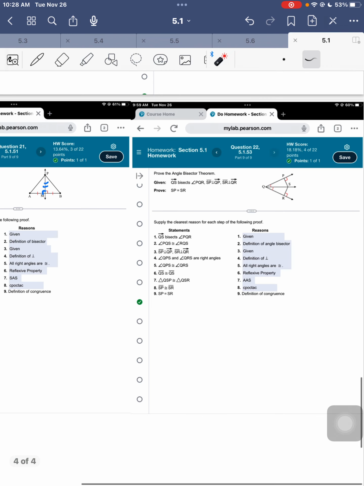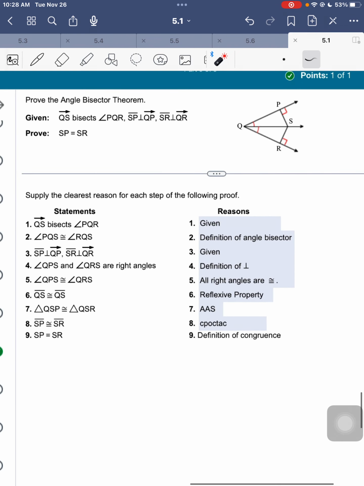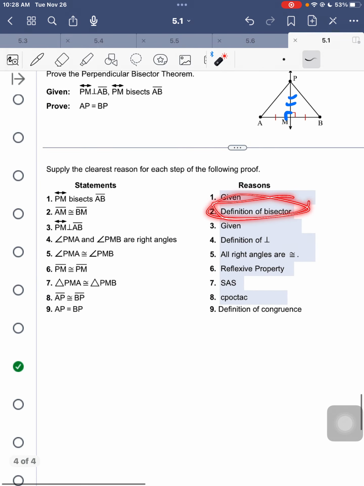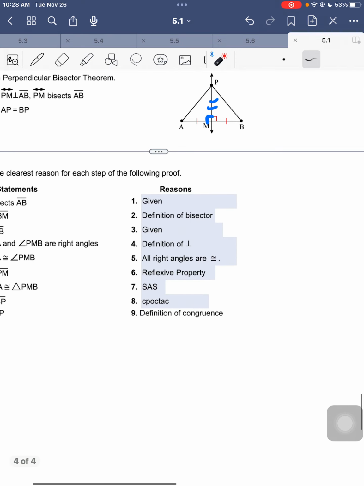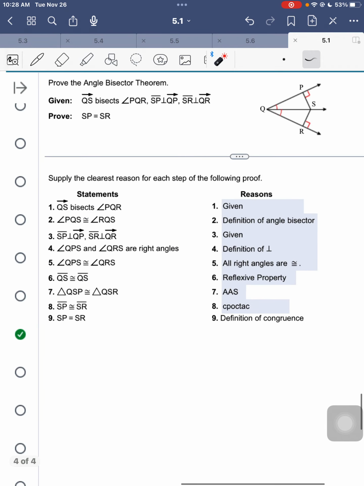Okay? So, same exact steps here. I'm given this, it's right here. Now they tell me that angle PQS is congruent to angle RQS. How do I know that? Definition of angle bisector. The same thing that we did over here for definition of bisector. We had that this segment was equal to this segment, except now, remember, perpendicular bisectors bisect line segments. Angle bisectors bisect what? Angles. So now we just have angles. So, definition of angle bisector.